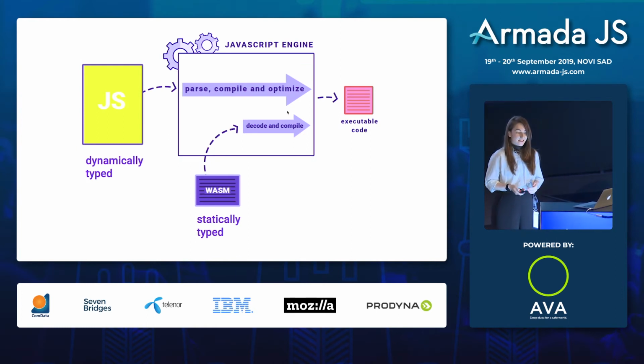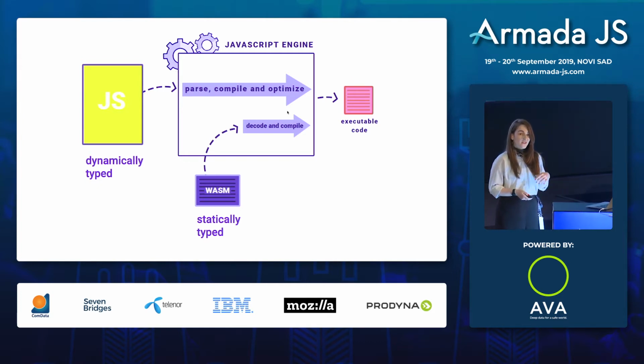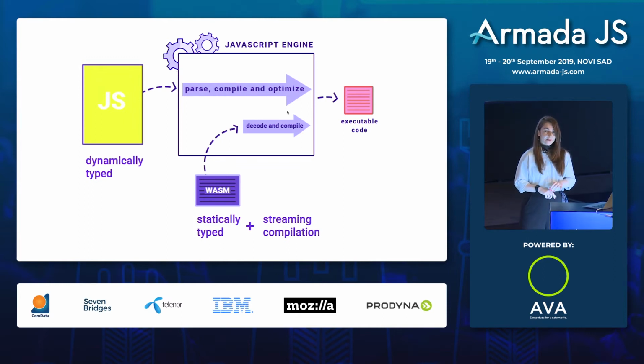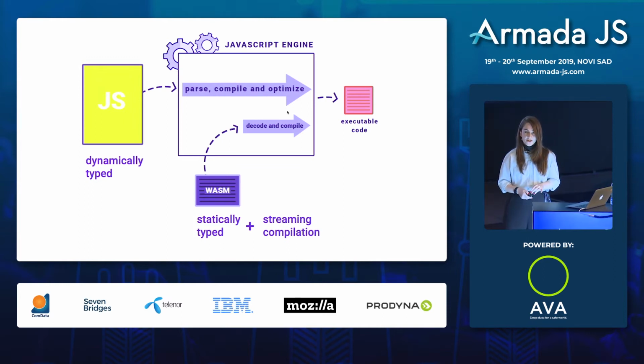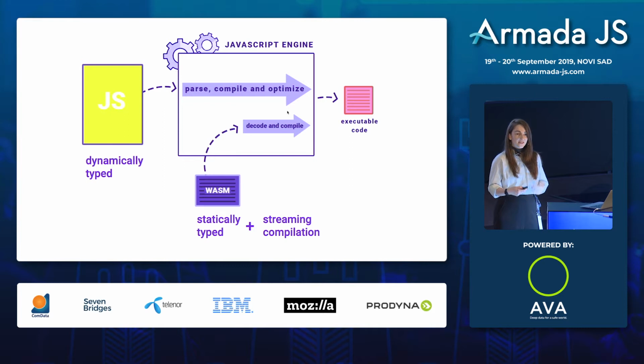WebAssembly, on the other hand, is statically typed. So the engine doesn't have to speculate about which types you are using. So most of the optimization happens in the first compilation step before your code even gets into the browser. And another thing that gives WebAssembly a speed boost is streaming compilation. So kind of like you can watch a YouTube video as it's downloading, the same way the browser can compile WebAssembly binaries as they are downloading. This often means for very small binaries that they will be already compiled by the time they finish downloading, and it makes them instantly ready to run.